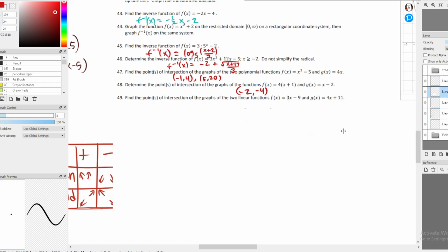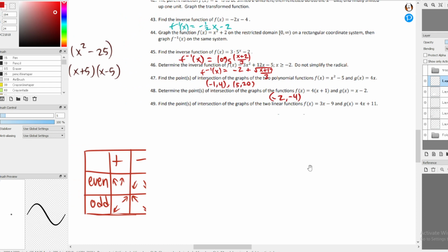Next, we have 49, which says find the points of intersection on the graphs of two linear functions, f of x equals 3x minus 9 and g of x equals 4x plus 11. We'll set them equal to each other. 3x minus 9 equals 4x plus 11. I'm going to subtract the 3x over, so we'll have -9 is equal to x. I'm going to then subtract the 11 over, so I'll get -20 is equal to x. So it looks like -20 is our point.